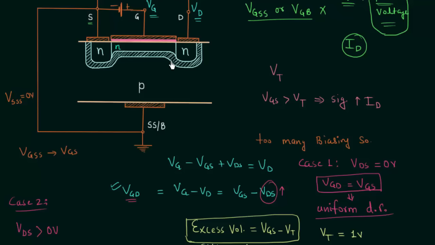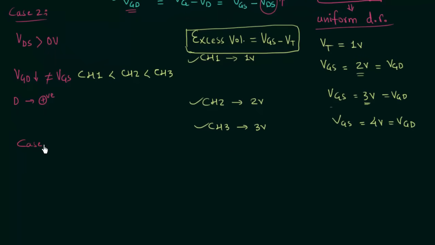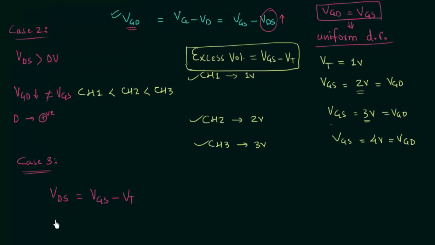And this is happening because there is reduction in the attraction forces for the negative charges, and due to this, width of depletion region will increase in this region. Now let's discuss the case number 3, the final case. In the case number 3, we will make voltage VDS equal to VGS minus VT. This is special case. VDS is equal to VGS minus VT. Now what will happen to the voltage VGD? From here you can easily find out voltage VGD is equal to VT.